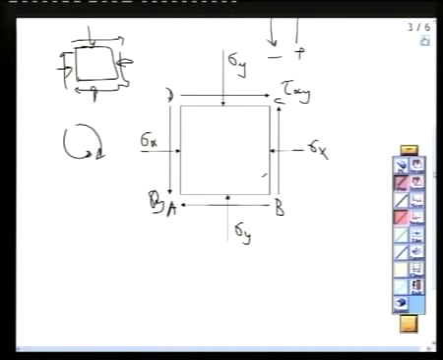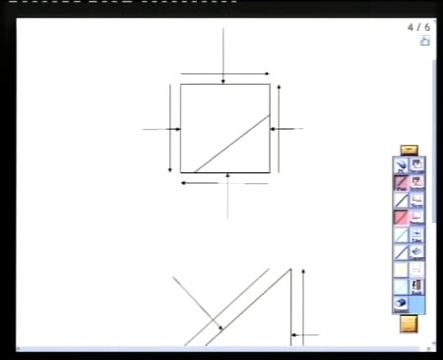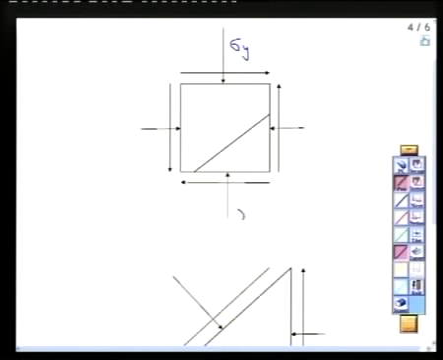Okay. So we have this element. If we took this element and let us try to, this is sigma y, right? Sigma y, sigma x, and this is tau xy, and of course we call this A, B, C, D, right?